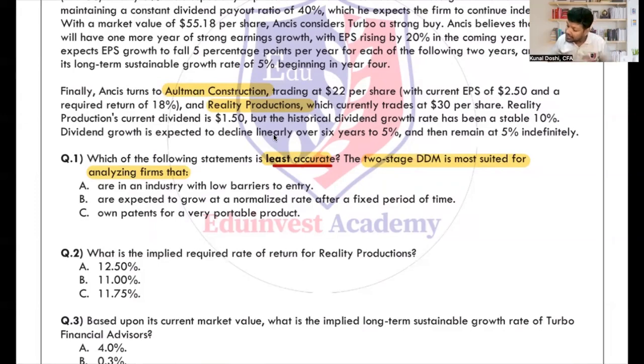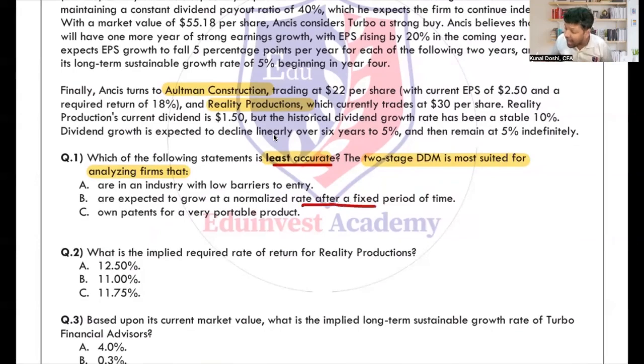Correct? Are expected to grow at a normalized rate after a fixed period. Yes, this is a two-stage. Own a patents which will expire and for a very portable product. So after the patent expire, the growth will be different. So amongst the three, B and C definitely are two-stage, isn't it? A might be in a different stage. Isn't it, everyone? Correct. B and C are definitely two-stage. A is uncertain, right?